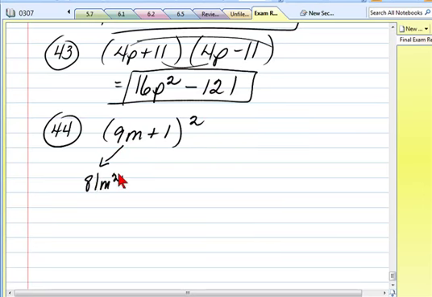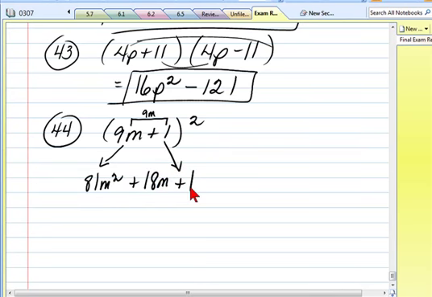What is easily forgotten is what happens in the middle. You multiply those two for 9m, but then what do you have to do to that? You have to double it. So that will be plus 18m. Square the 1 for 1.